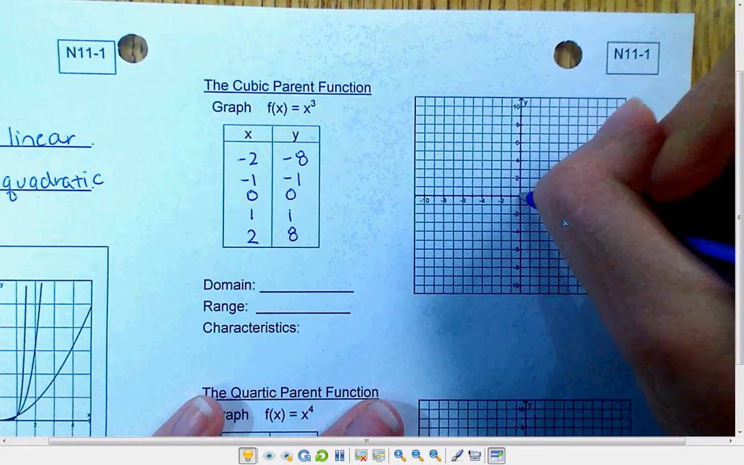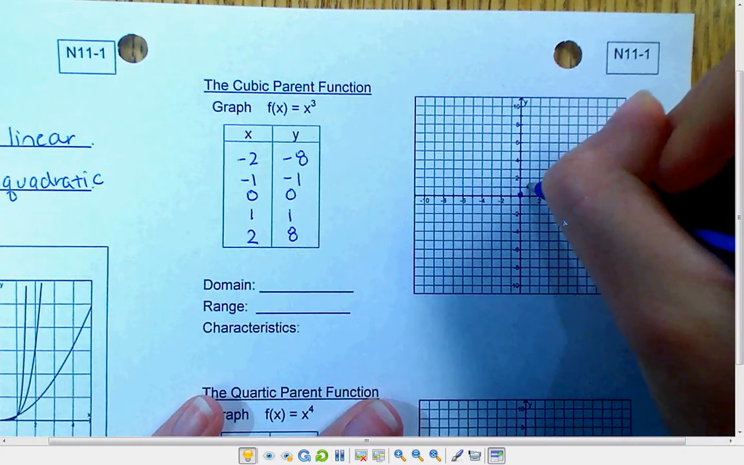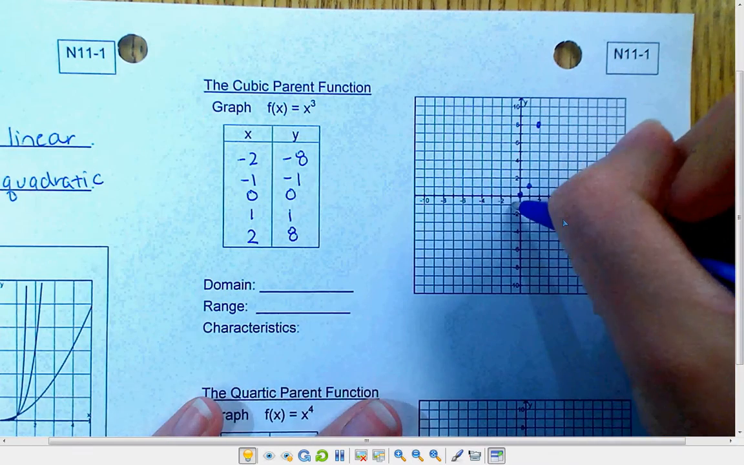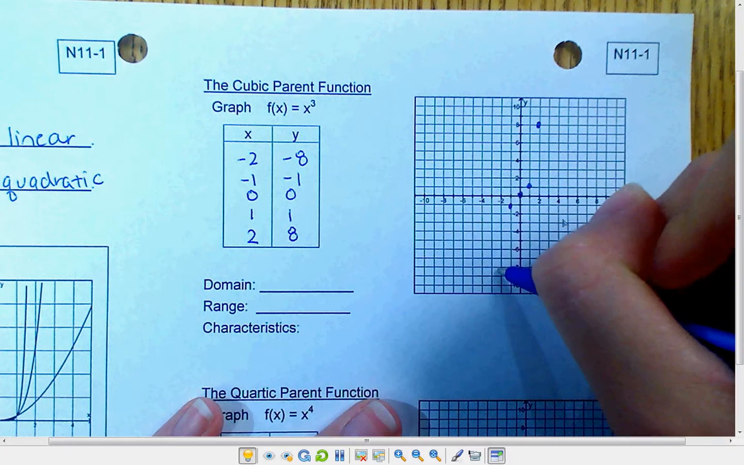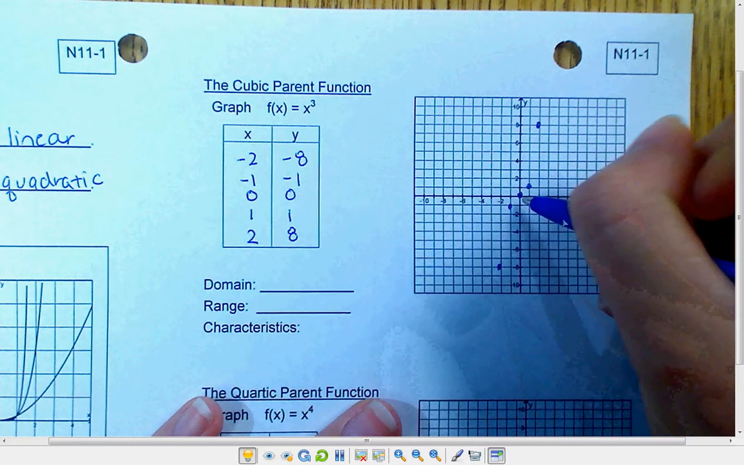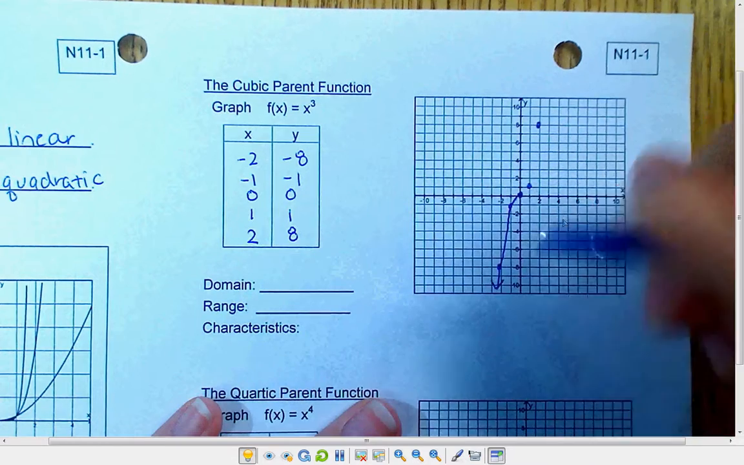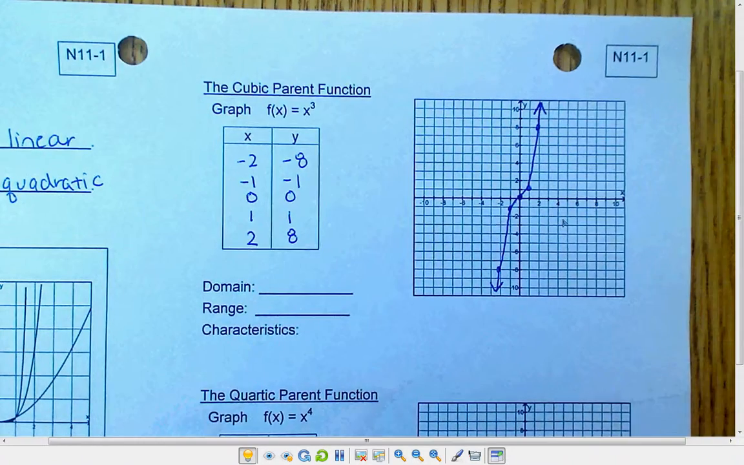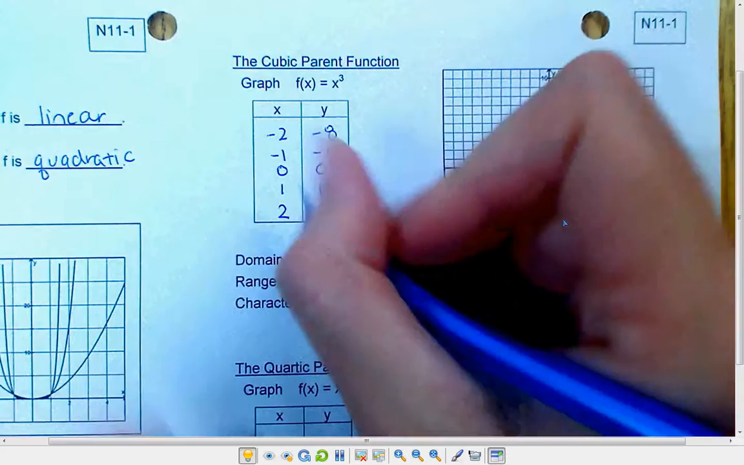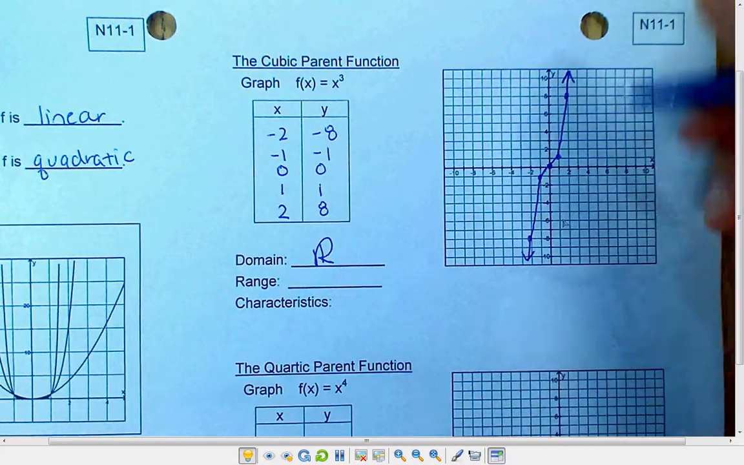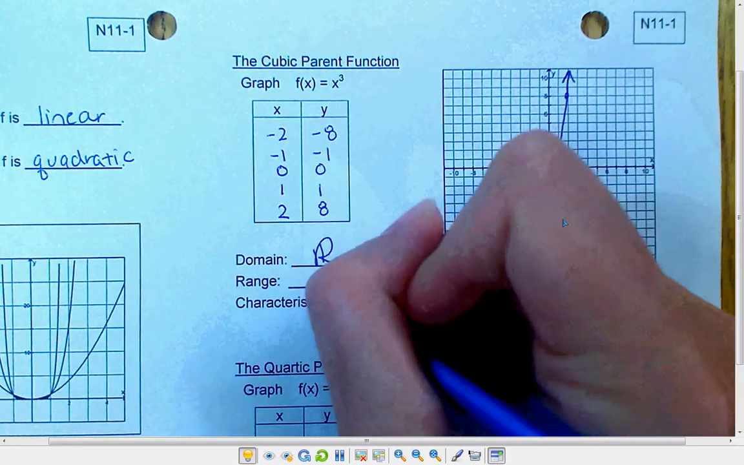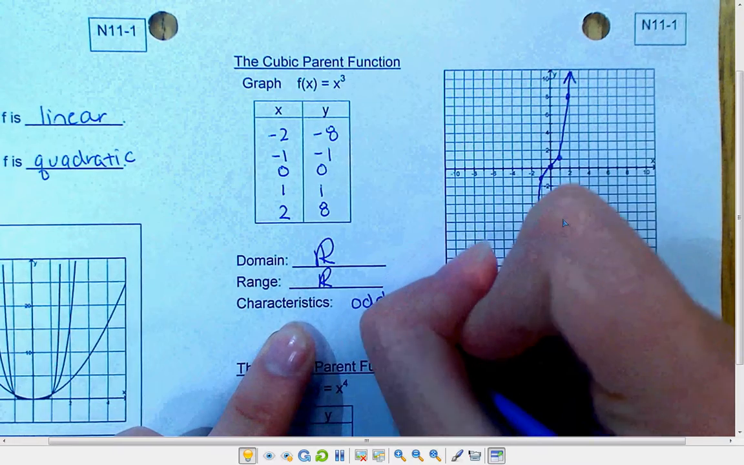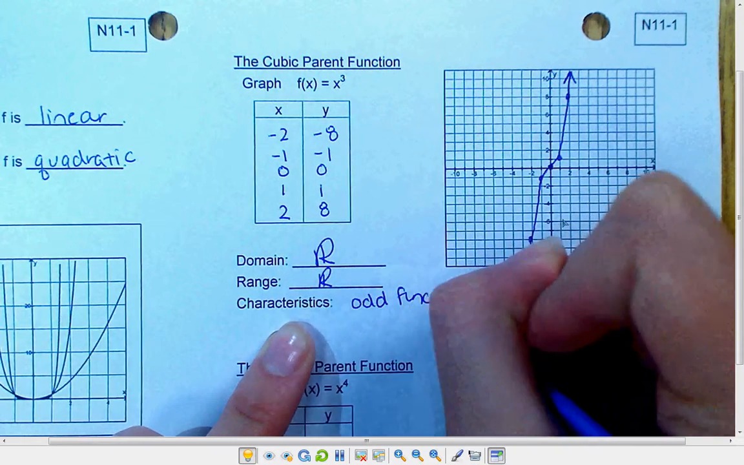Let's draw this on our graph. So 0, 0, 1, 1, 2, 8, and then negative 1, negative 1, negative 2, negative 8. So notice how in this direction, to the left it's going down, to the right it's going up. That is an odd function. So our domain from left to right is all real numbers. Our range from bottom to top is also all real numbers. And like we just talked about, this is an odd function because it's symmetric across the origin.